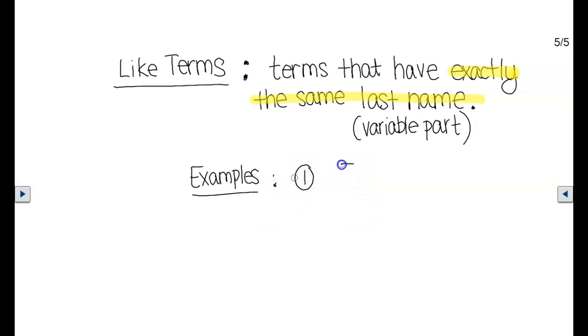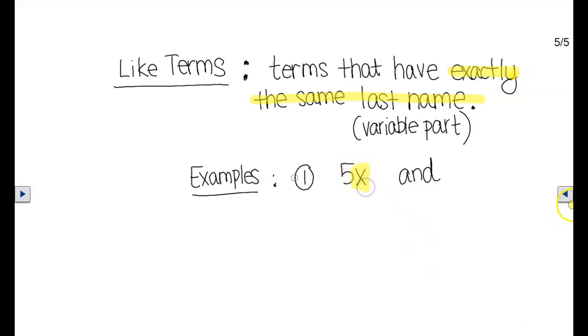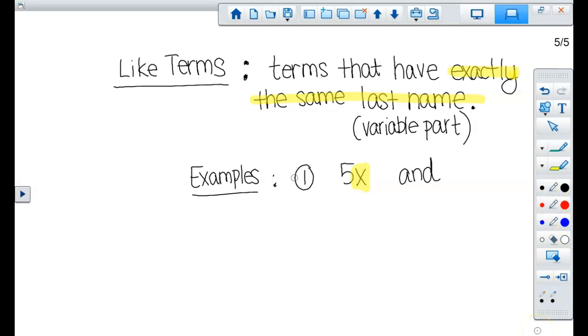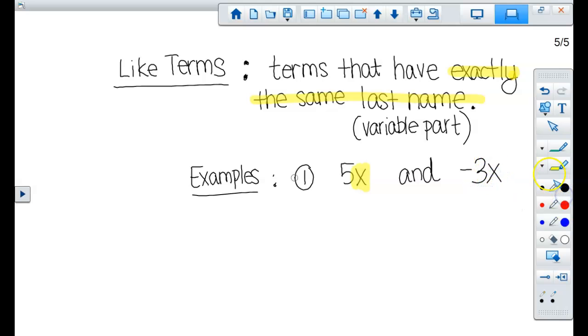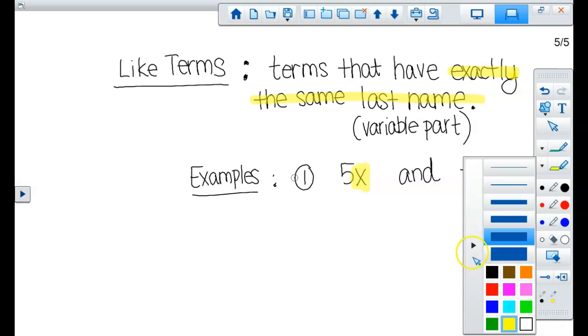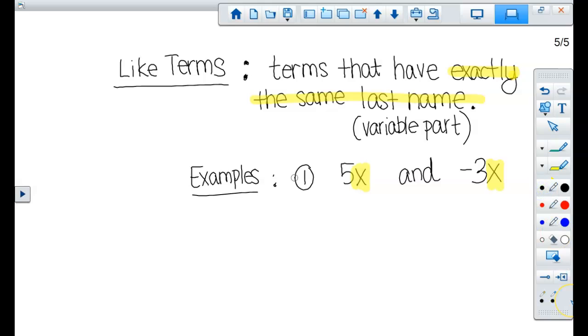All right, let's say I have a term of 5x. And then I want to have another term over here that's a like term for that. Well, what is the last name for 5x? The last name is x. So if I wanted to make up a like term for that, I would have to use a different number, like -3, but have the same last name. So 5x and -3x would be like terms because they have exactly the same last name. They both have a last name of x.